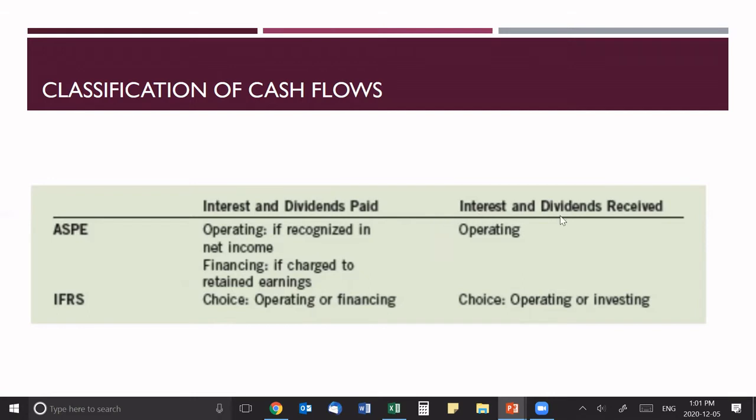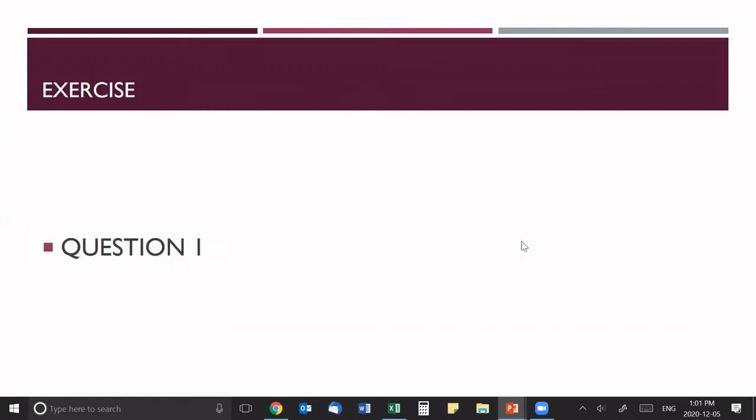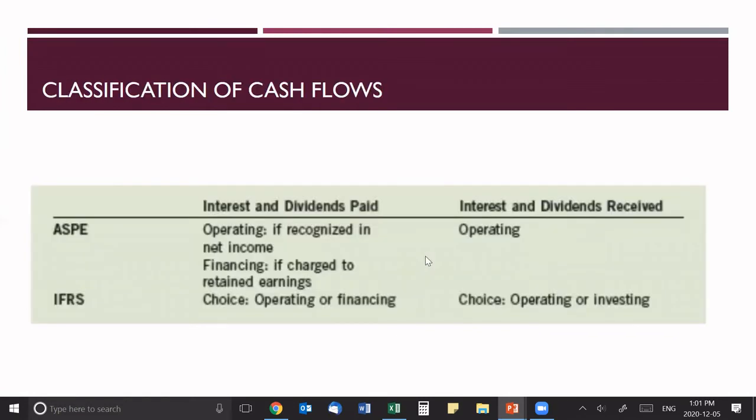For interest and dividends received, ASPE says put it in operating. Okay, so interest income or dividend revenue goes into operating activities. Oh, sorry, IFRS, you have a choice between operating activities or investing activities. So just keep that in mind for interest and dividends, because it doesn't always follow the classifications that I showed you.